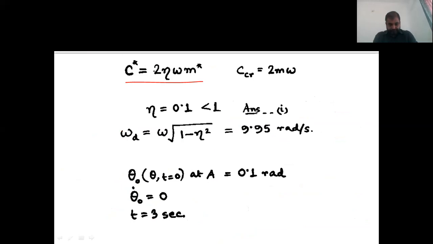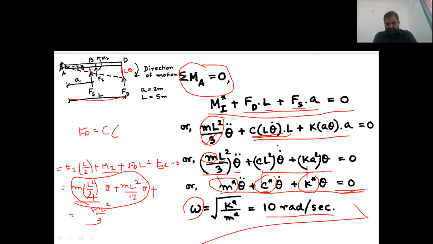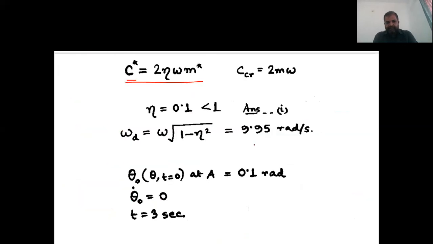C star is equal to 2 eta omega m star. Here I am putting the C star and m star, so you can easily calculate. You have the value of C star here, 2 omega you have calculated, and the M star value you also have. What you need to find out is the value of eta, which is nothing but your damping ratio. If you calculate this damping ratio by putting those numericals, this value is coming 0.1.